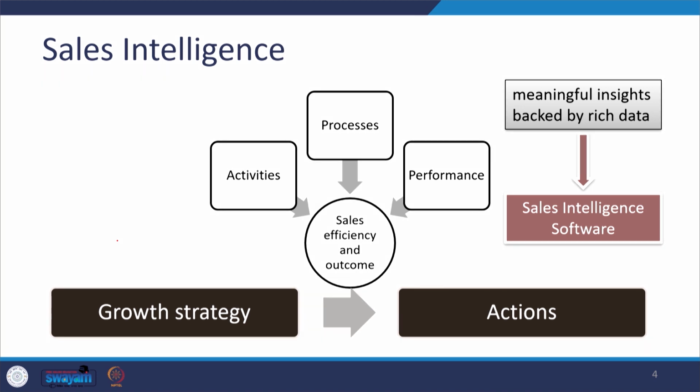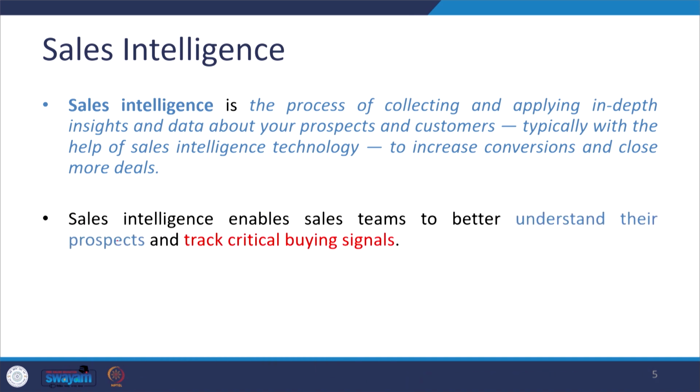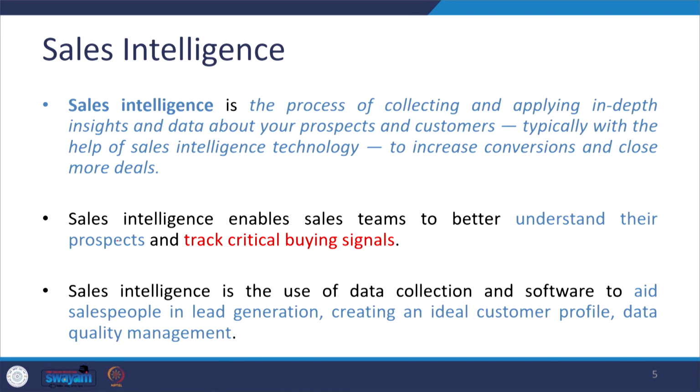and that's where sales intelligence software can help us. So sales intelligence is the process of collecting and applying in-depth insights and data about your prospects and customers, typically with the help of sales intelligence technology, that is some software, to increase conversions and close more deals. Sales intelligence enables sales teams to better understand their prospects and track critical buying signals. We will cover that point later.